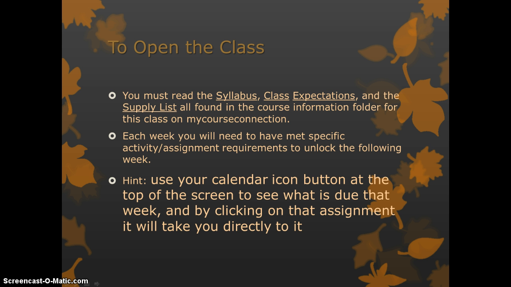To open this class, you may need to read the syllabus, class expectations, and the supply list. They're all found in the course information folder for the class on My Course Connection. And each week, you need to have met the specific activity and assignment requirements to unlock the following week. You use your calendar icon button at the top of the screen to see what is due that week. And by clicking on that assignment, it will take you directly to that. I can show you that here in just a moment when we're done with the slideshow.